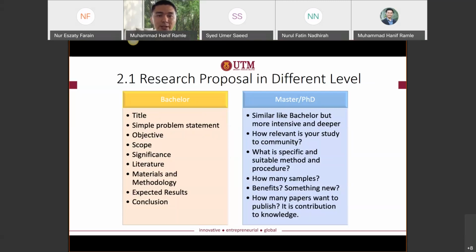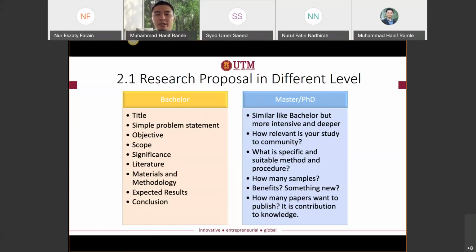So there are some questions that you have to put in your research proposal, or maybe discuss in your proposal. For example, how relevant is your study to the community? Is your study necessary to be conducted? Will your study give impactful results to the community? For example, that one can be discussed in the significance of study in chapter 1.